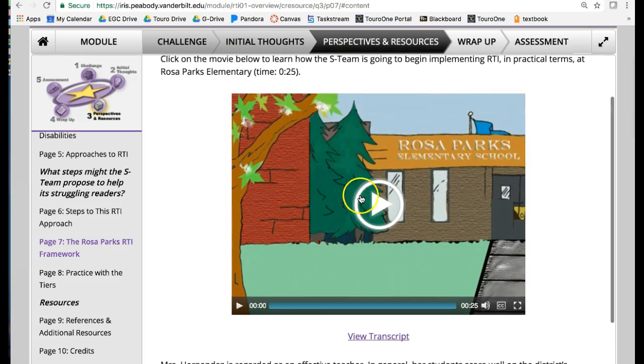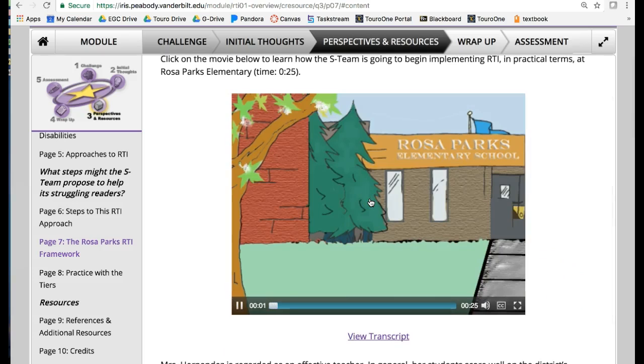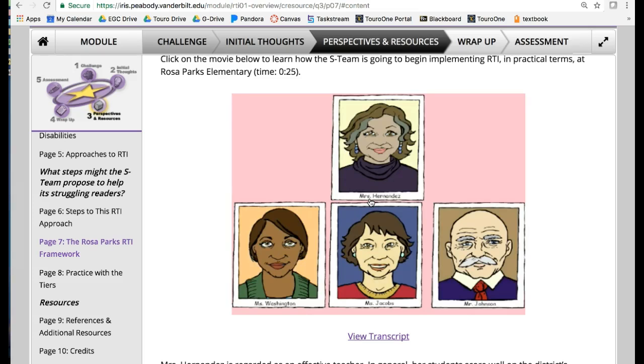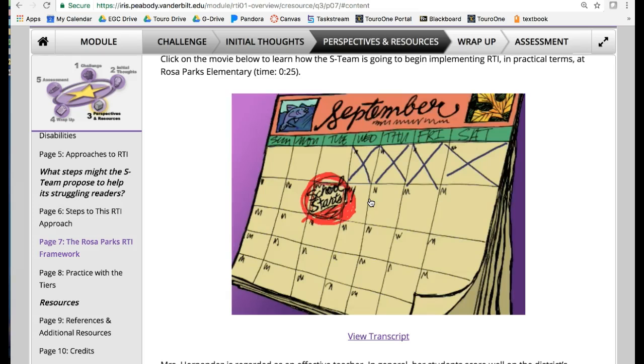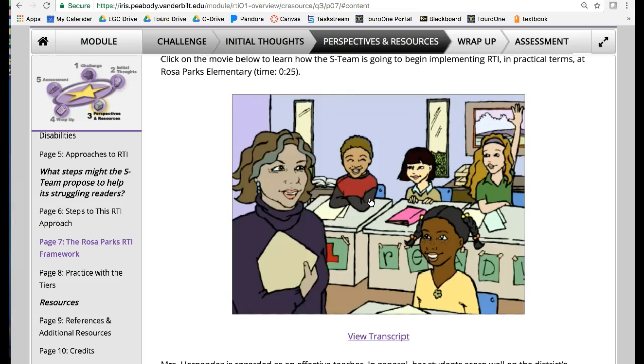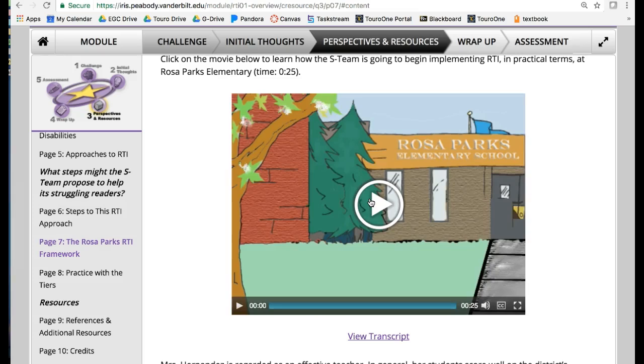So here we go to Rosa Parks. Since it took a fair amount of time for the RTI team to decide how best to help their struggling students, the third quarter is already in progress. The professionals at Rosa Parks Elementary decide to implement RTI at the beginning of the next academic year, starting with their first grade classrooms. Let's take a look at Mrs. Hernandez's first grade class to gain a better understanding of the RTI process they have selected to implement.